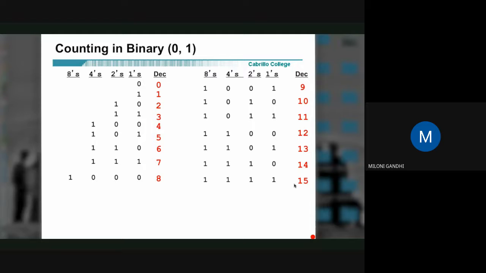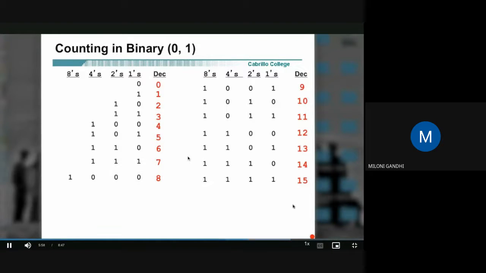So what would 16 be? You're right. 16 would have another column over here of 16s. 2 times 8 is 16, so we'd have another column, and it would be 1 in the 16s column, followed by 0, 0, 0, 0.